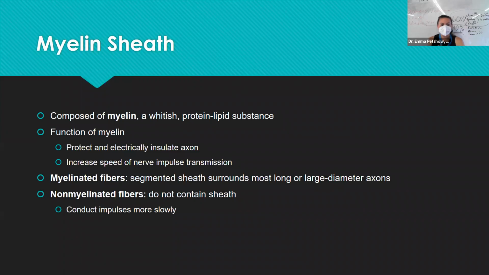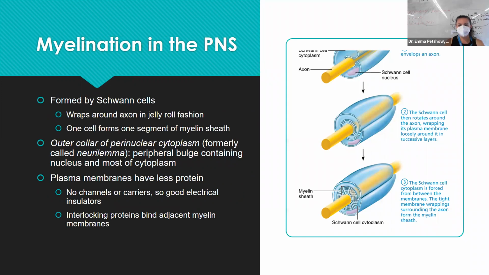Myelinated fibers are this segment. I have a picture in the next slide. The sheath is going to typically surround most long or larger diameter axons. Not all, but most. Non-myelinated fibers don't contain that sheath, so their impulses are going to be sent slower than a myelinated fiber. So when we see myelination in the peripheral nervous system, that's formed by our Schwann cells.